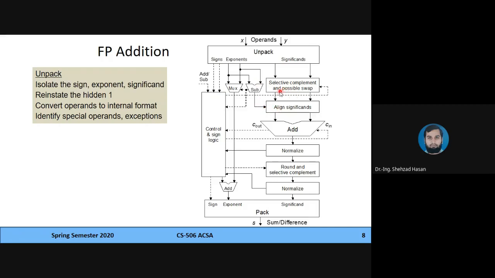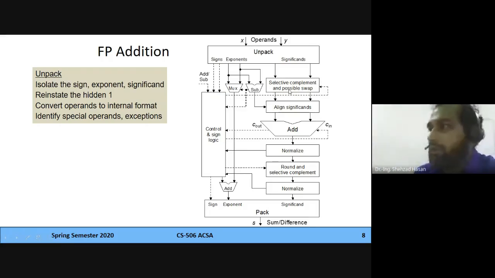To make these things simpler, we have a selective complement and possible swap. This means that when you design this circuit, you have the complement of only one of them, X or Y. You don't make both of them possible to be inverted. There is also an option to swap these numbers, so you can have the value over here or here. So you can complement any one of them, and you can also swap them if required, so that you give the right values to the adder.